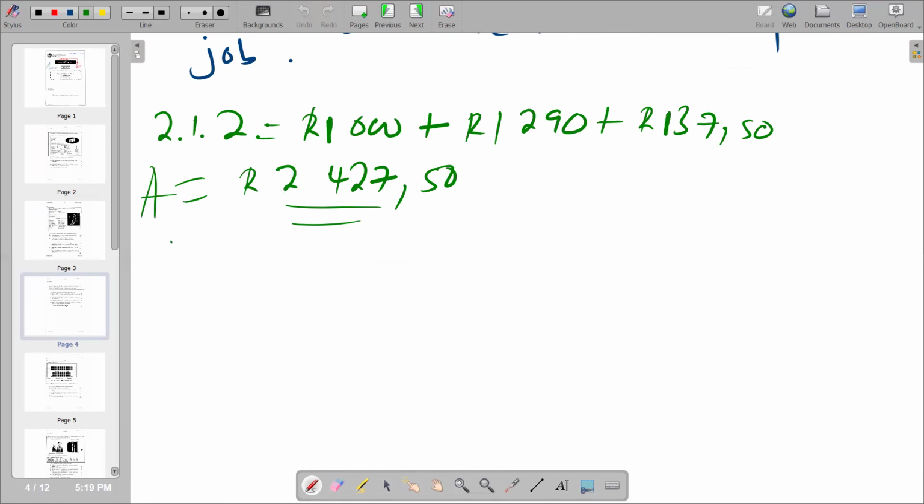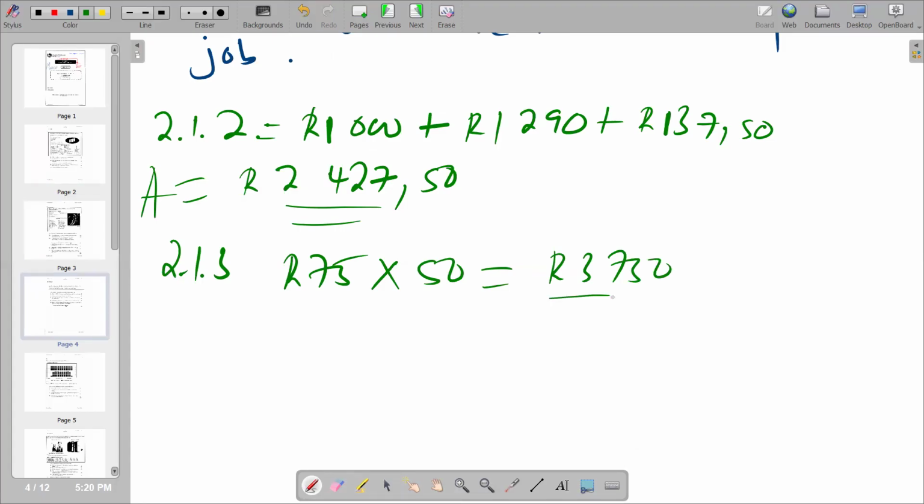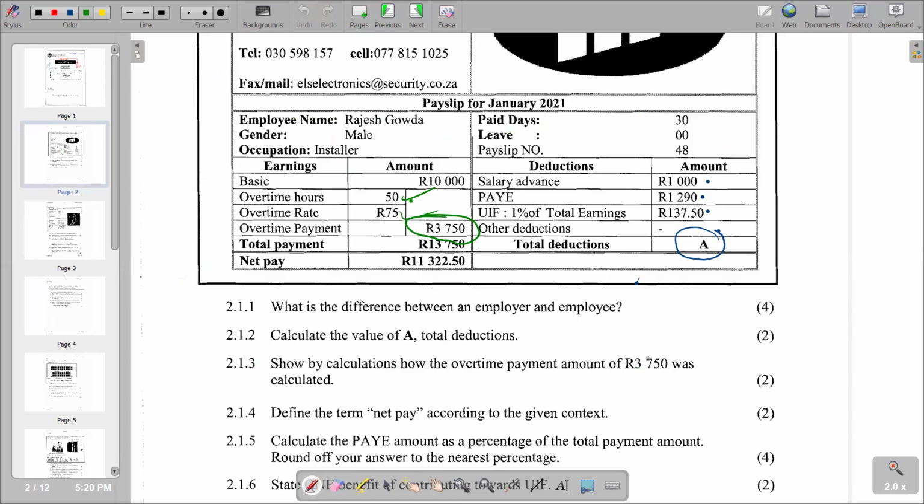This is now our 2.1.3. So you say 75 rands times 50, you are supposed to get 3,750. So this becomes your final answer, which is exactly the figure that we are given here, 3,750. So basically, that's what we have.